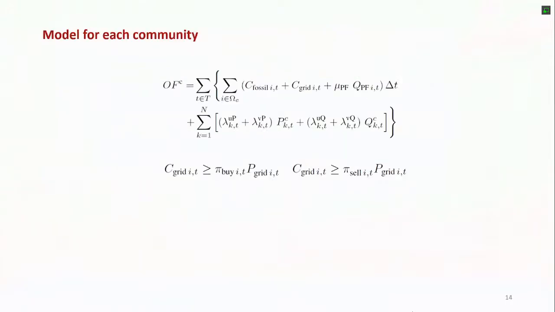In the model we put the minimization. This is the objective function for each community, so each community minimizes this summation. This C grid can also be negative. When they are injecting into the network, they can also receive some reward.